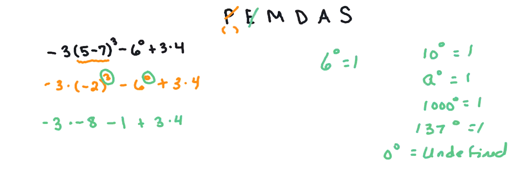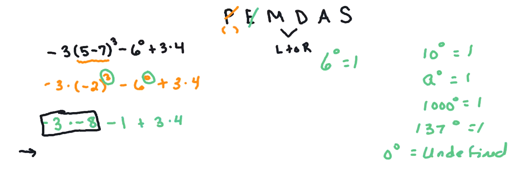So the next thing we have to do, left to right, is our multiplying and dividing. And what do I mean by left to right? We go to the left side of the problem, we start making our way to the right. And whenever we see multiplying or dividing, we stop and do it. So right here, we've got multiplying. So I got to stop and do that multiplication.